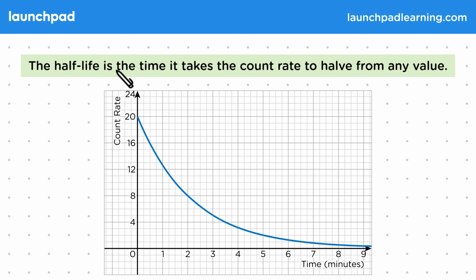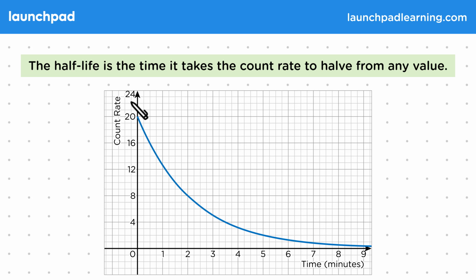The half-life is the time it takes the count rate to halve from any value. Let's see how this works with our graph. So we can see that the count rate started at 20, so we'll start working from here. Though we can choose any other easy-to-read point as our starting point. In an exam, you could also be given a specific starting value for this calculation.